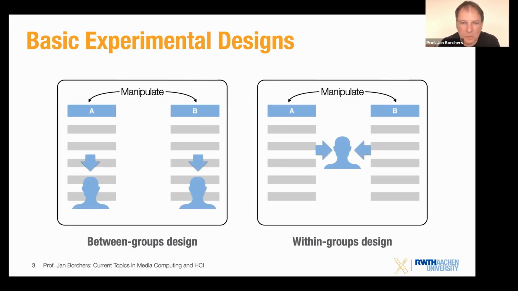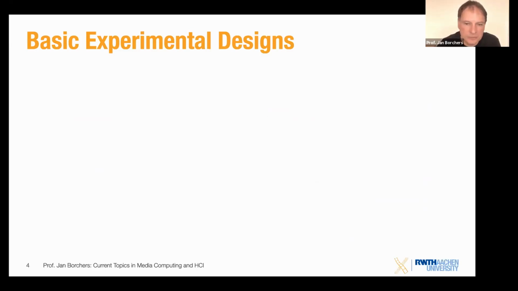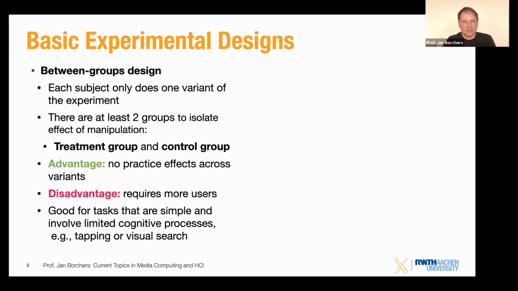Now you might recall from DIS1 that these both have their pros and cons. Clearly, with the between groups design, if everybody is only doing one variant of the experiment, that means that your group falls into 2 at least. Right? If you only have 2 treatments or 2 possible values of your variable, you only need 2 groups. Great. If you have 3 different values, 3 different input devices, let's say, or 3 different button sizes, you need 3 groups, right? So this gets out of hand quickly.